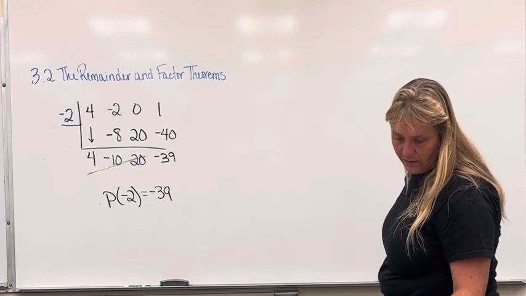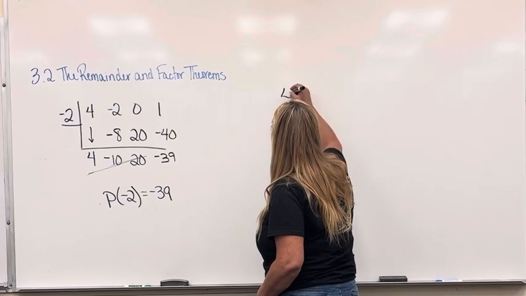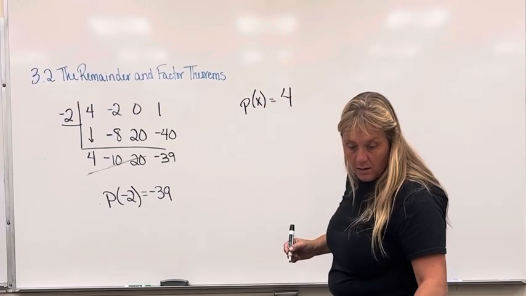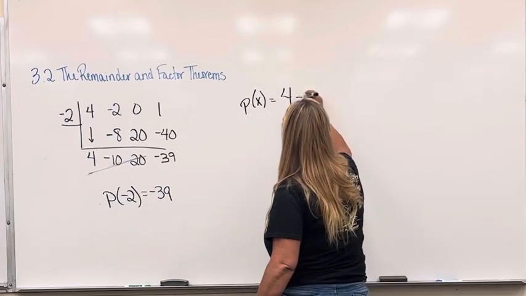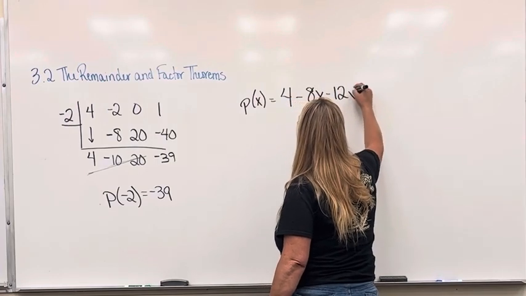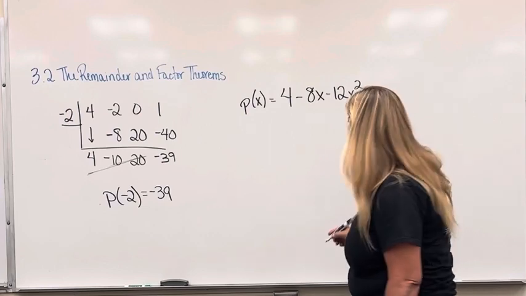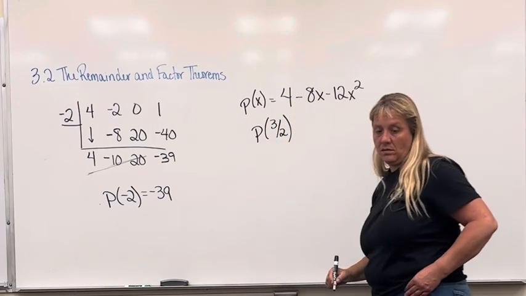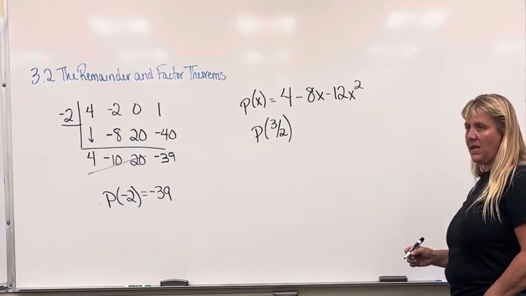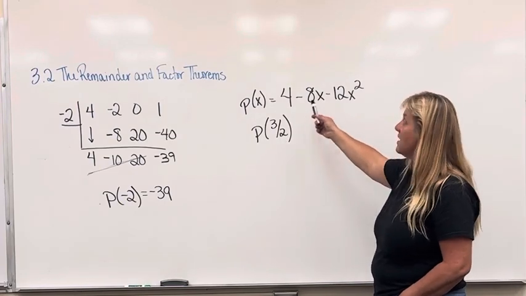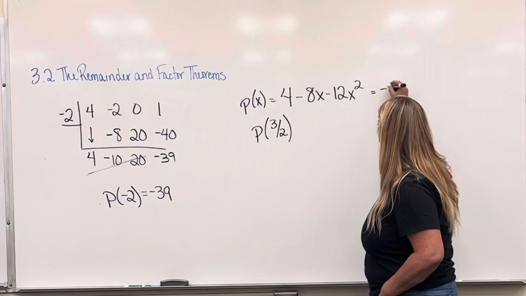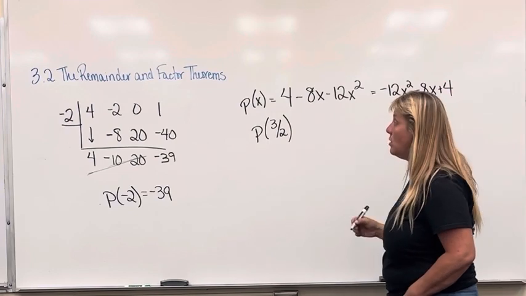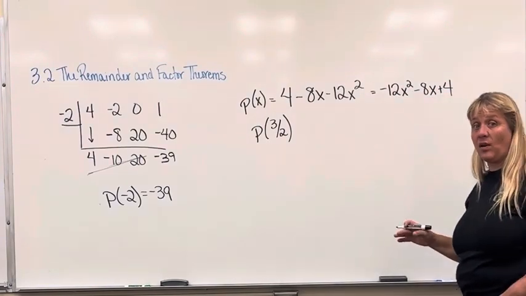Okay. What if we were given, this one they give you a mean. So here they say P of X equals 4 minus 8X minus 12X squared. And they want to find P of 3/2. So a couple things that are kind of mean about this one. First off is the fraction, but the second thing is that they put this out of order. So very first, I'm gonna put this in that descending order we talked about, because when we go to put it into our synthetic division, it's got to be in the correct order.